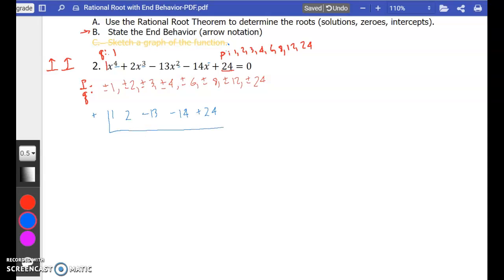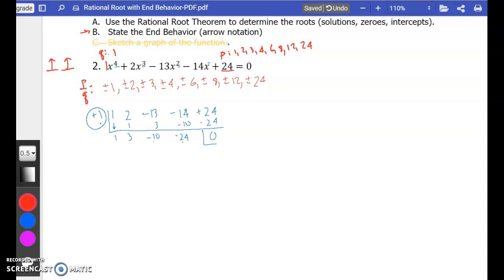Starting with a plus 1, bring down the 1 for synthetic division. 1 times 1 is 1, 2 plus 1 is 3, 1 times 3 is 3, negative 13 plus 3 is negative 10. Positive 1 times a negative 10 is negative 10. Negative 14 minus 10 is negative 24. 1 times negative 24 is negative 24. That gives me a 0, and that is a 0 or a root.